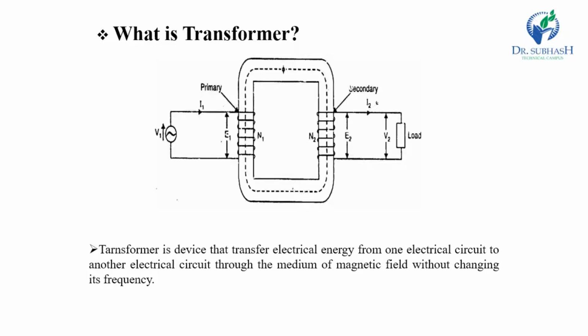Here is a transformer, with the primary connected to the source and the secondary connected to the load. When the supply is applied to the primary side, flux is produced and this flux is cut by the secondary side, and voltage is induced there. This voltage is greater or less than the primary, depending on the number of turns. Similarly, the current will also decrease or increase. So in an ideal transformer, the power on the two sides of the transformer is equal.